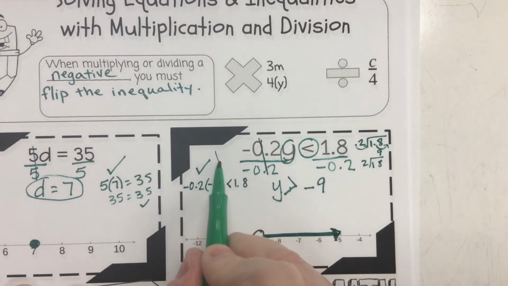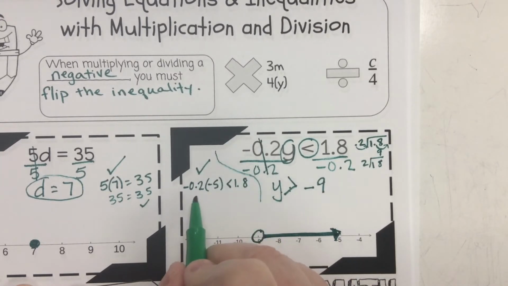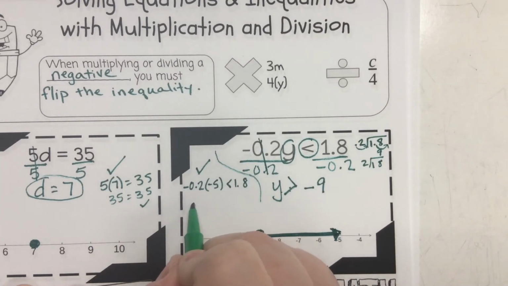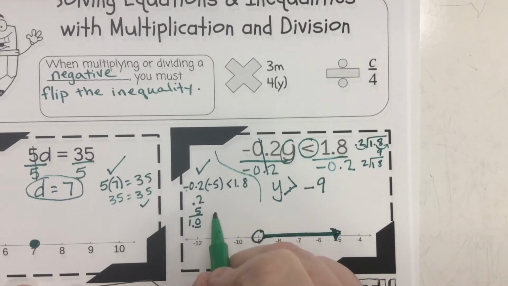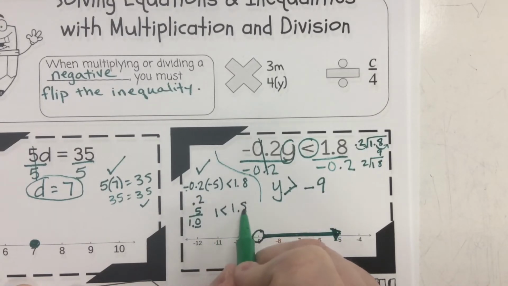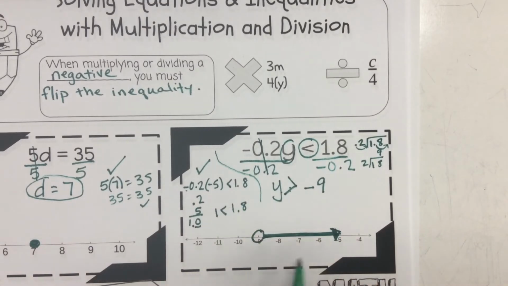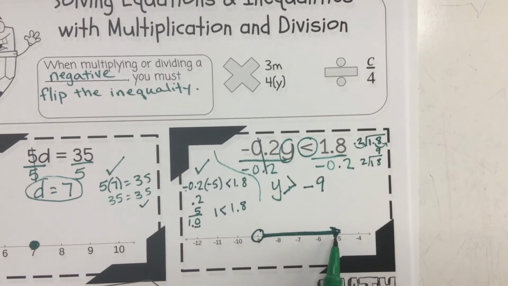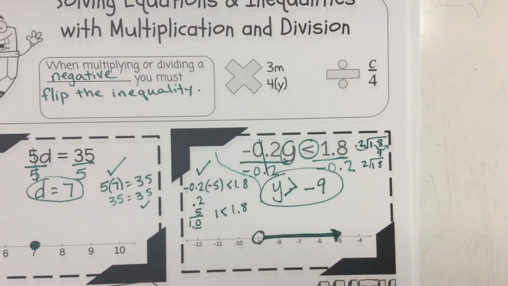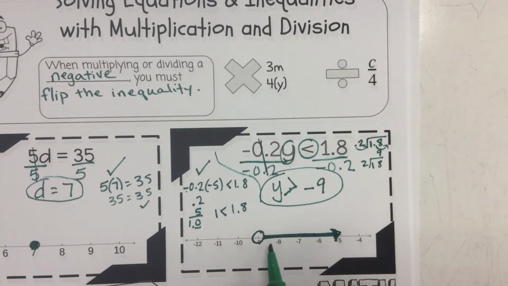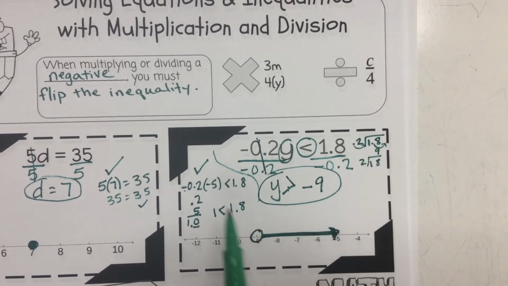So what I want to know here, let me divide that. Okay, so 0.2 times 5 is 10, but I have one decimal place, so I have 1. Negative times a negative is positive, so is 1 less than 1.8? Yes, so negative 5 is a solution for this answer. Okay? So always just pick a number that's in that range and substitute it back in.